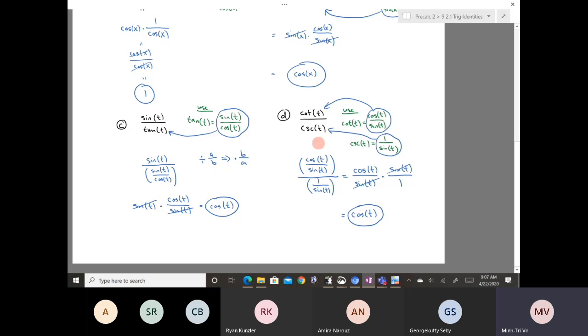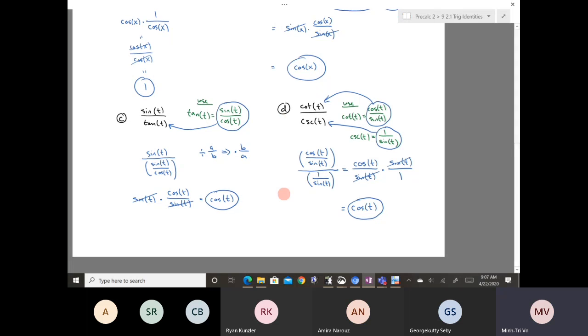So in actuality, B, C, and D are all essentially the same problem. They're just written in different ways, and you see, in the end, they all turn into cosine.